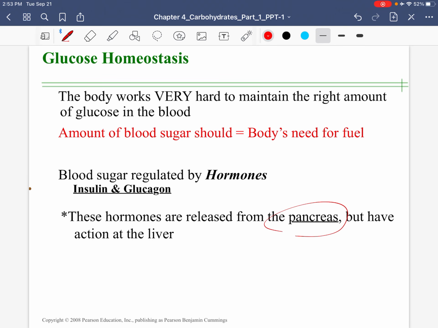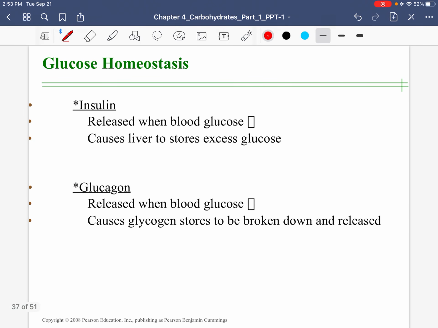So very important, the hormones are produced and released from the pancreas, yet they travel to the liver. That's where they have their action.